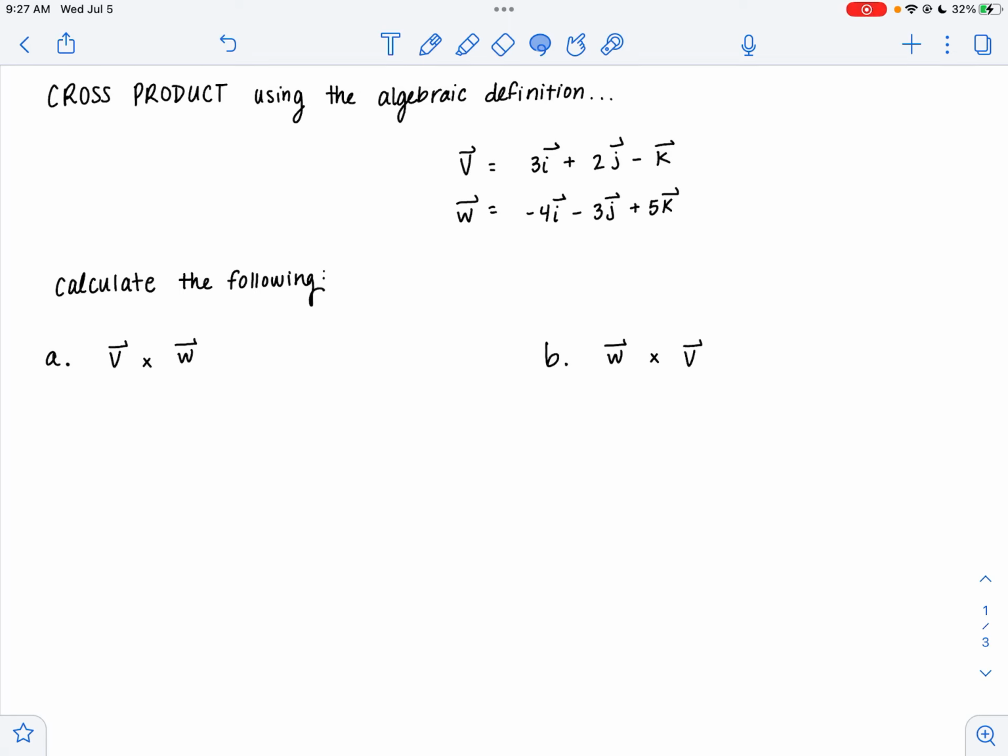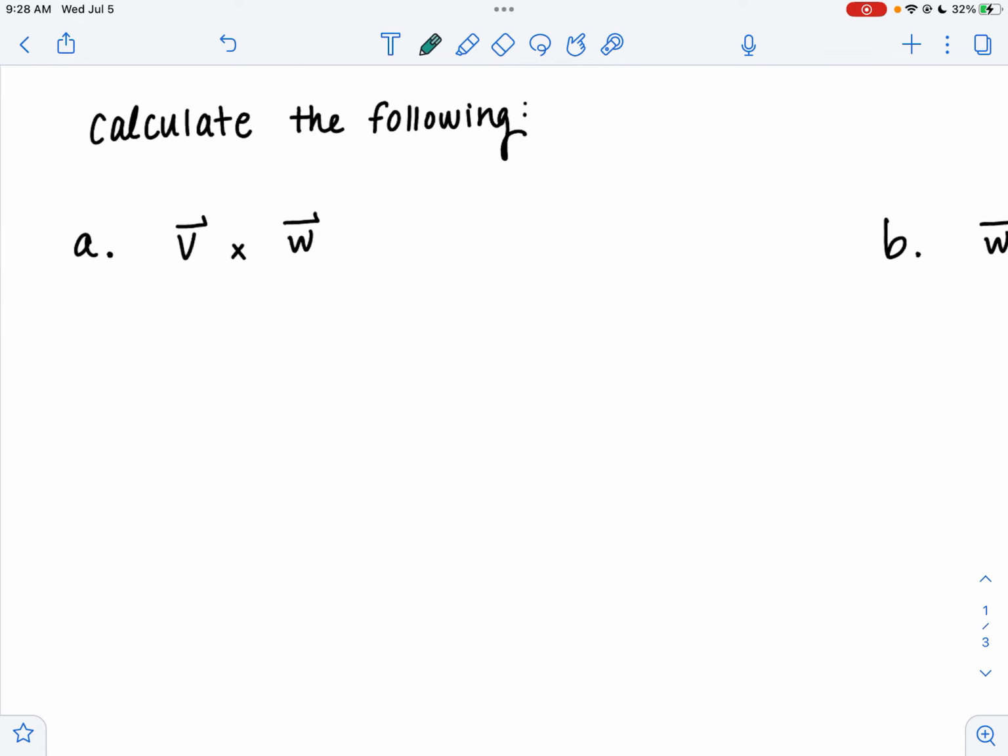All right, so today we're going to find the cross product of vectors using the algebraic definition. So here we have to find two different cross products. We're going to do v cross w and then w cross v, where we're given our vectors up top here. So we'll start with A.